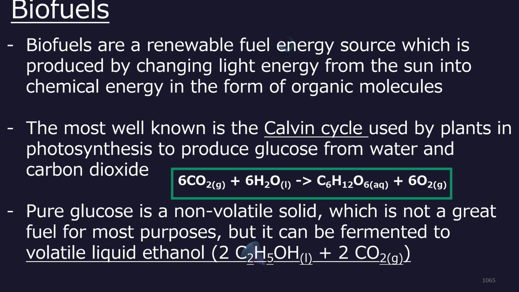So why don't we just combust glucose as our biofuel? Well, pure glucose is a non-volatile solid, like a sugary powder maybe, or crystal. It's not a great fuel for most purposes. Crystals like that don't combust particularly well. But it can be fermented to volatile liquid ethanol. We can get 2 ethanol molecules and 2 CO2 molecules out of a glucose, C6H12O6.